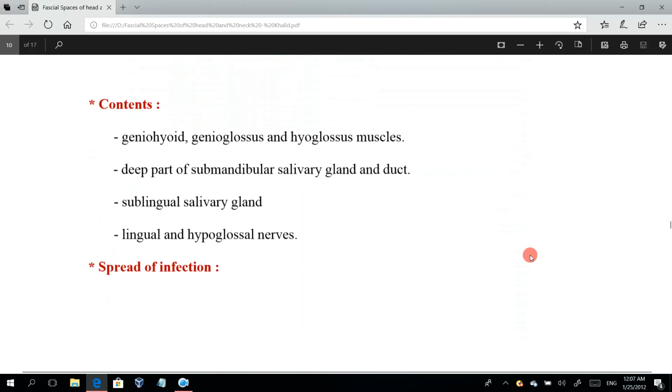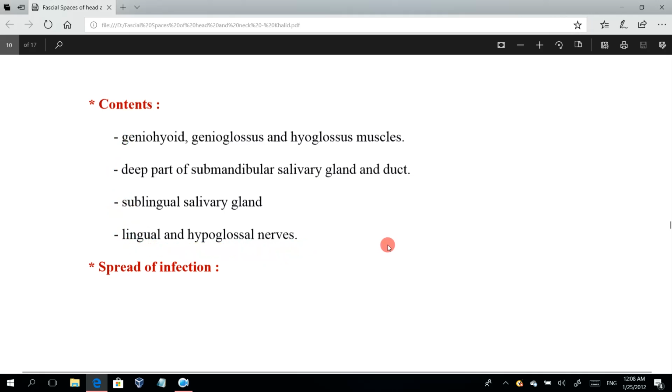So what are the contents of the sublingual space? The contents are the muscles of the tongue, which are geniohyoid, genioglossus, and hyoglossus, the deep part of the submandibular gland and duct. Remember, in the submandibular space we have the superficial part of the submandibular gland, but here we have the deep part of the submandibular gland and duct, almost all the duct, and the sublingual gland and the lingual and hypoglossal nerves. So these are the contents of the sublingual space.